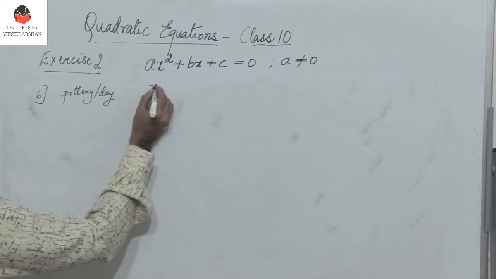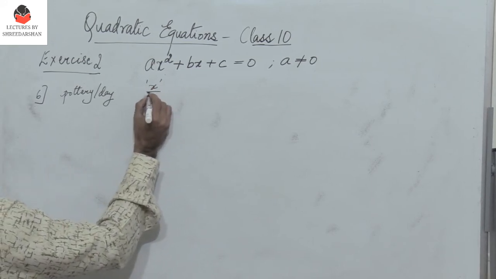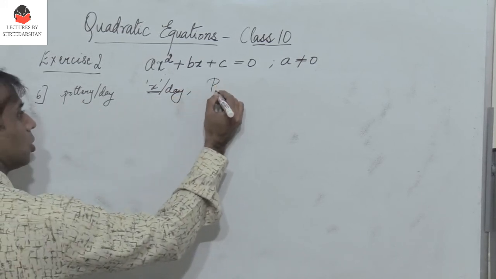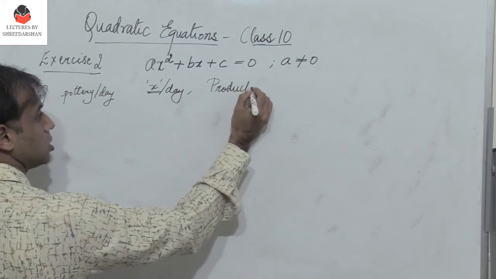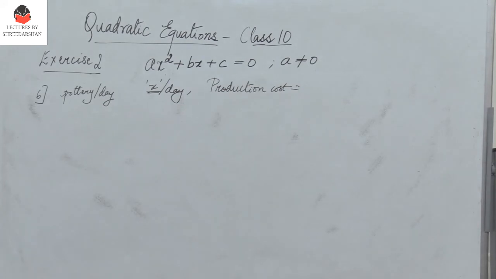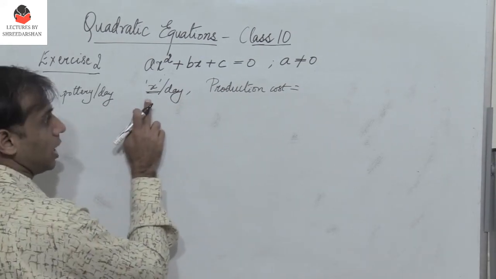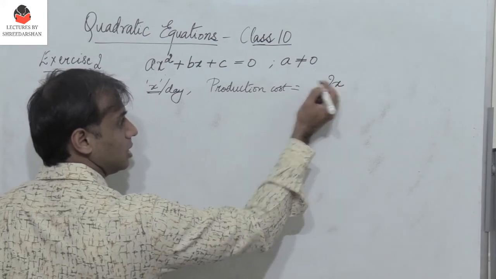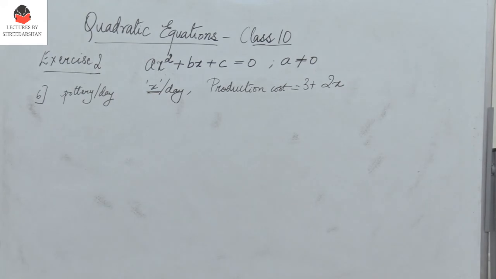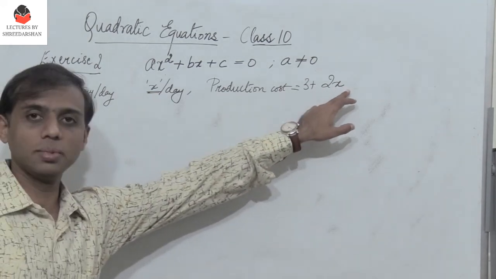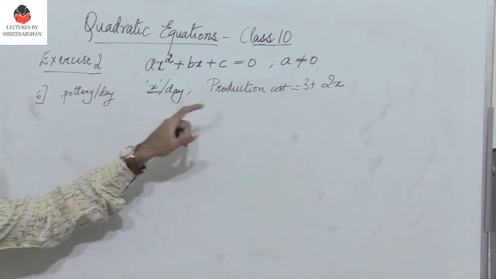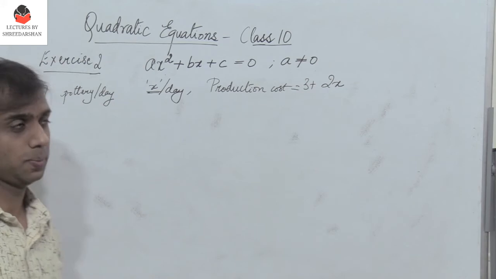So let's assume that x number of pottery articles are produced per day. On a particular day, what is the production cost? It is given as 3 more than twice the number of articles. Number of articles is x, twice the articles is 2x, 3 more than that is 3 plus 2x. So here we have 3 plus 2x.